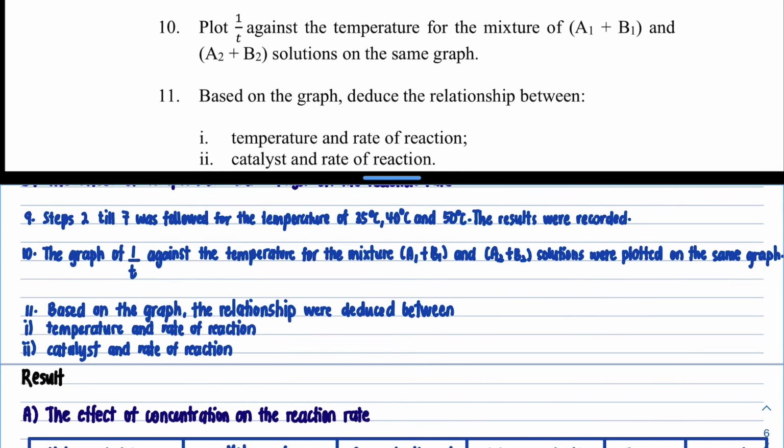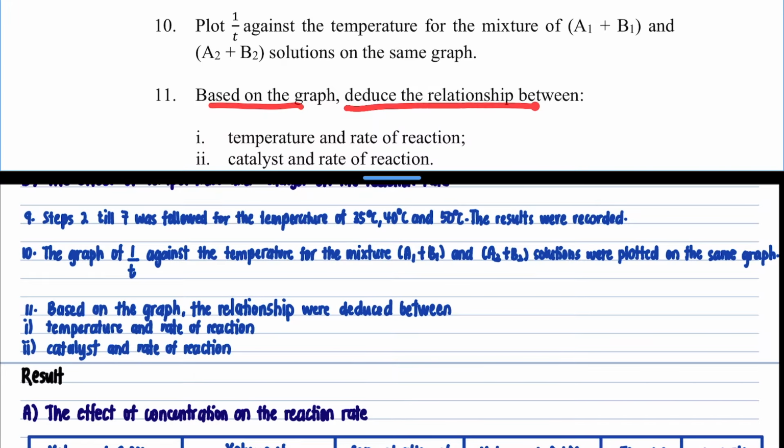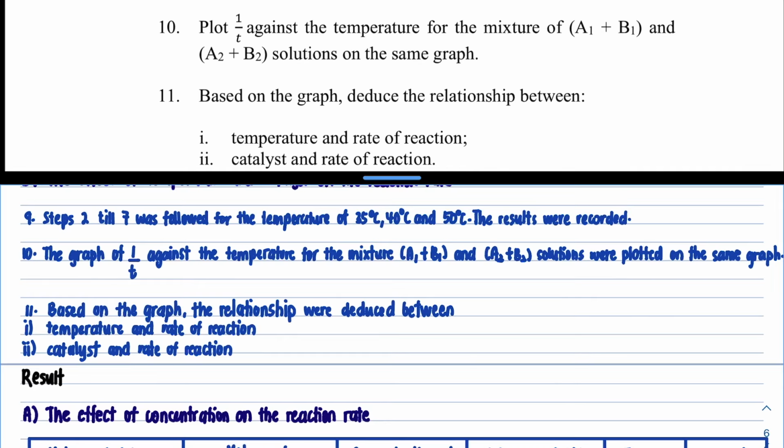And the last one, based on the graph, deduce the relationship between number 1, temperature and the rate of reaction, number 2, catalyst and the rate of reaction. So here what I change is here. Based on the graph here, the relationship were deduced between 1 Roman, temperature and rate, number 2 Roman, catalyst and rate of reaction. So that is for the procedure. Again, for procedure, you can't copy paste straight away from the lab manual. You have to change it into passive sentences where it must be in past tense.